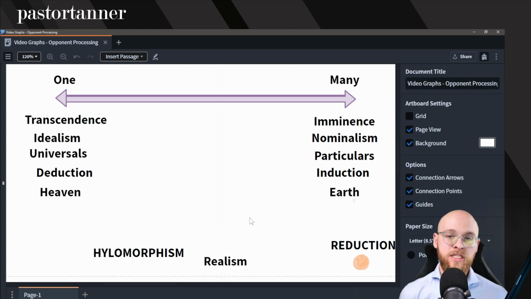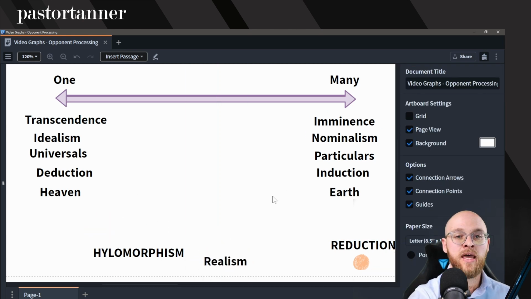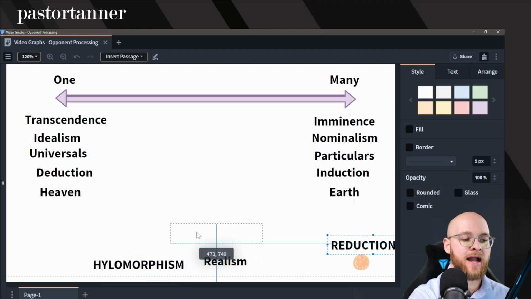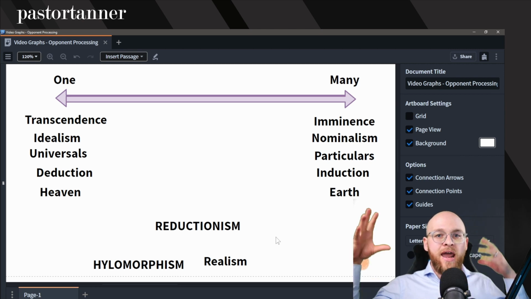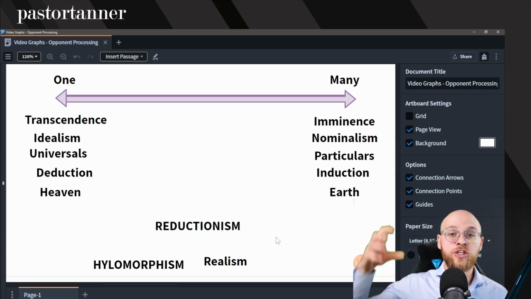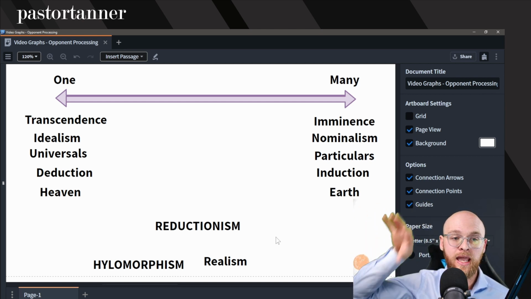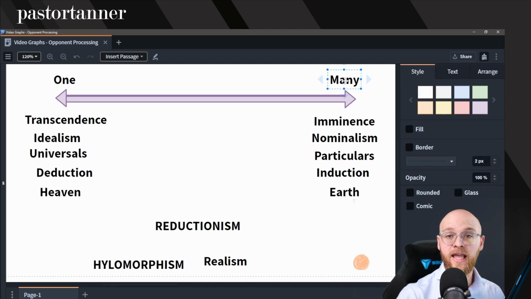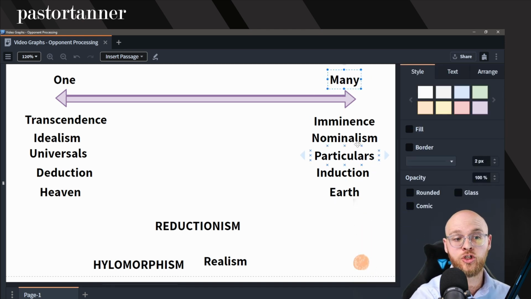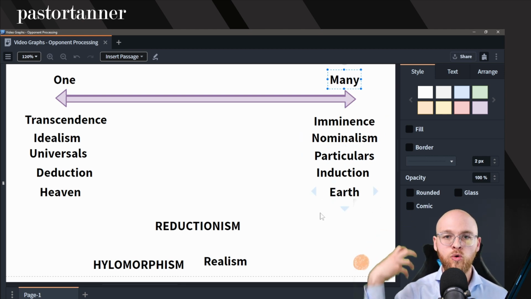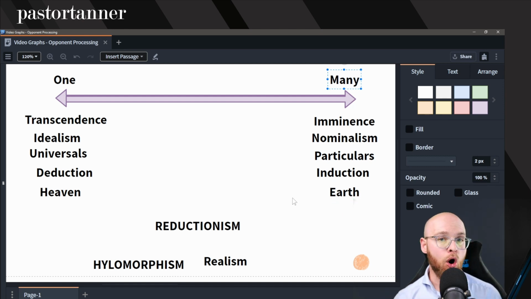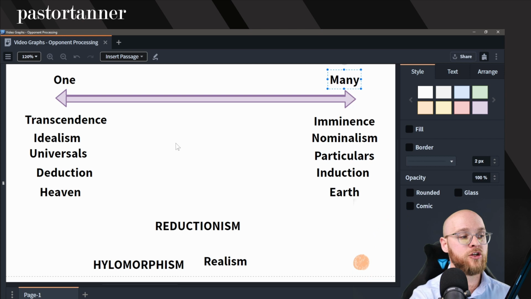Now, the thing I want you to see here is that this tribalism is perpetuated by virtue of the fact that both of these systems devolve into reductionism. What is reductionism? Reductionism seeks to say that everything can be reduced down to this one lens or this one way of looking at the world. So you can look at the world through the lens of the many or the particulars or induction, nominalism, immanence, or earth. But you have reduced. You are reductionistic in this way. Or you can look at the world through the lens of the one, transcendence, idealism, universals, deduction, heaven.